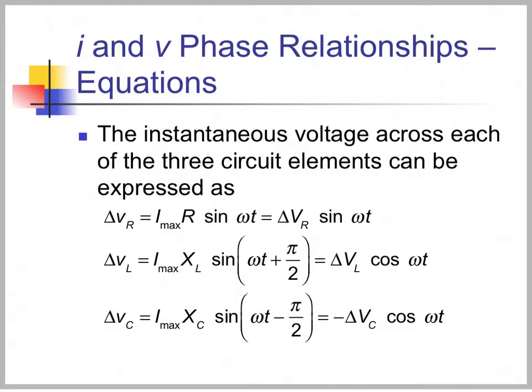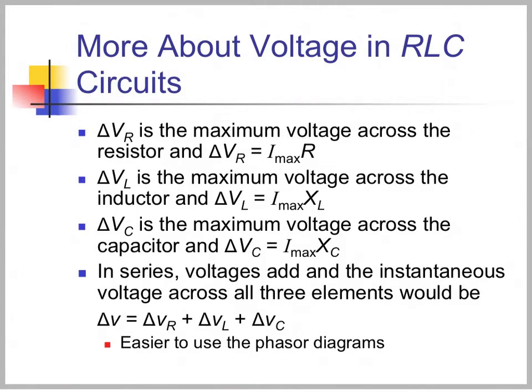Delta V_R is the maximum voltage across the resistor, and it's just I max R. Delta V sub L is the maximum voltage across the inductor, and that's I max chi sub L. Delta V sub C is the maximum voltage across the capacitor, and it's I max chi sub C. And in series, the voltages add, and the instantaneous voltage across all three elements, delta V, is equal to delta V_R plus delta V_L plus delta V_C.